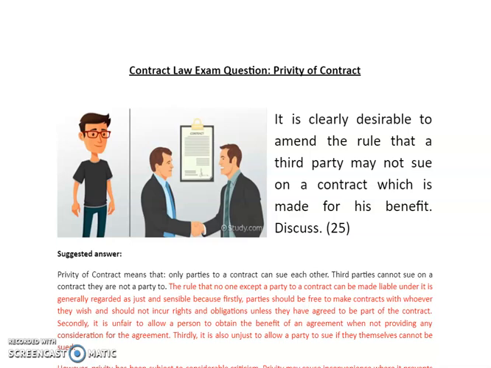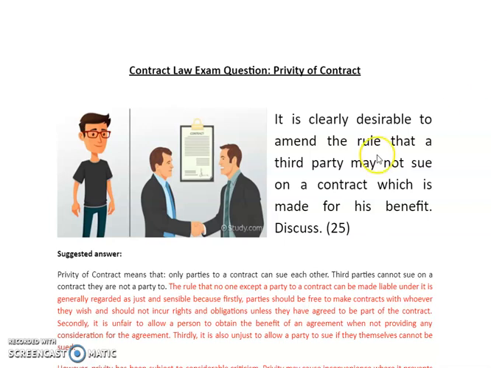So we're looking at an evaluative essay question today, and the question is here on the screen. It says, it is clearly desirable to amend the rule that a third party may not sue on a contract which is made for his benefit. Discuss. And I've taken this from a past exam paper, and some students found this a little bit tricky because the question itself doesn't actually use the word privity.